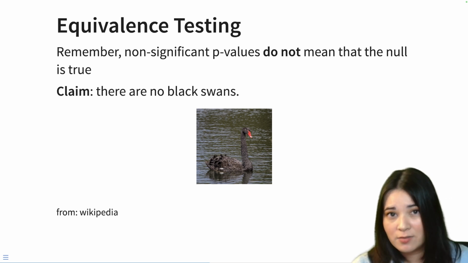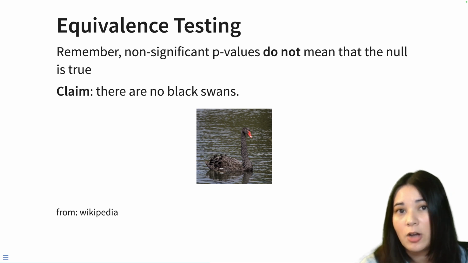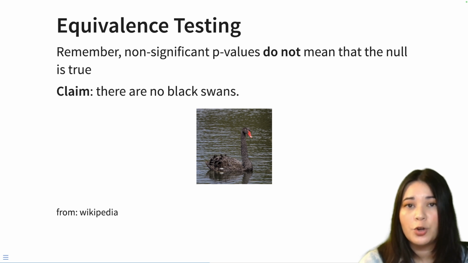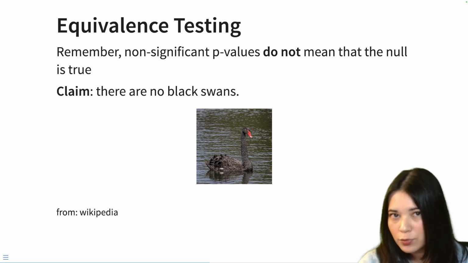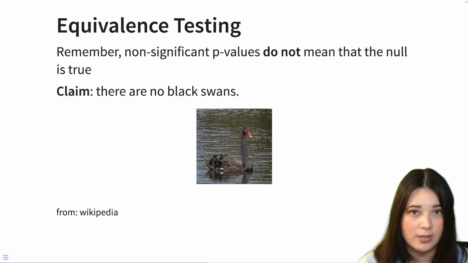Just because our test didn't find evidence, it doesn't mean that he's not a murderer. In fact, here's another analogy. I'm going to make a claim that there are no black swans. It's pretty easy to prove this claim is false and very difficult to prove that this claim is true.